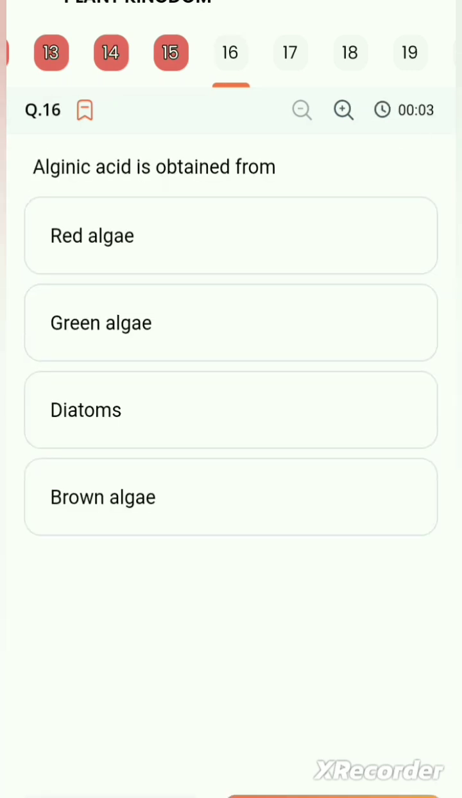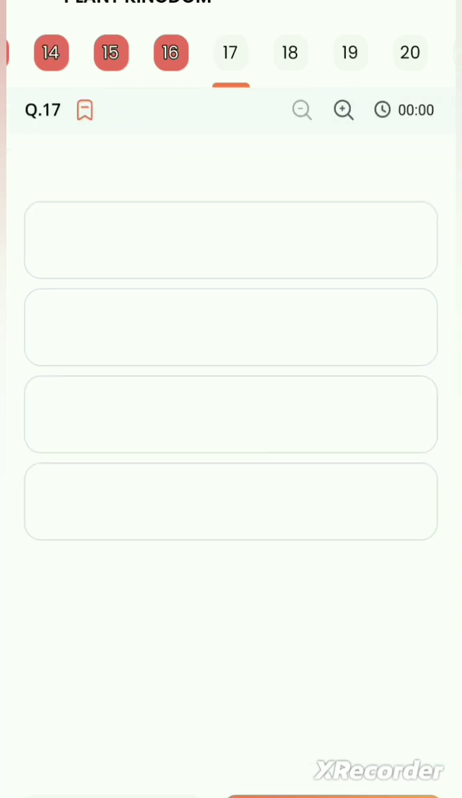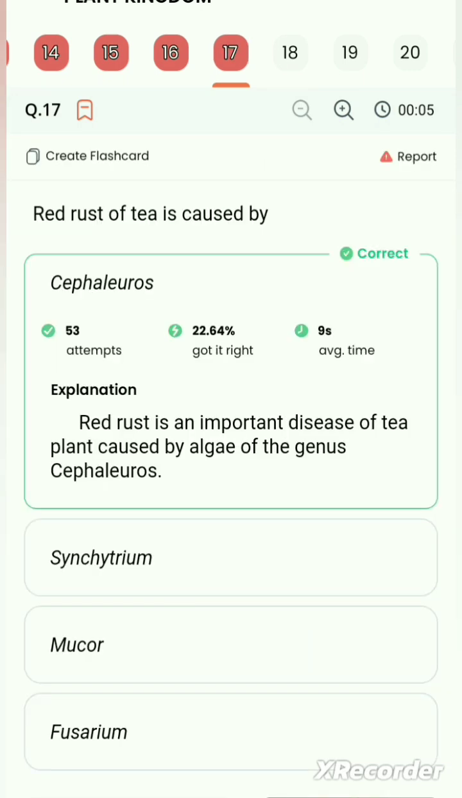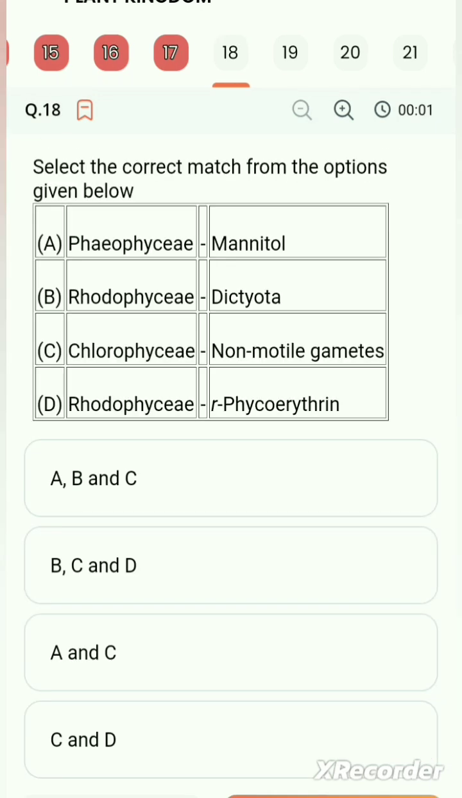Alginic acid is obtained from brown algae. Algin is a type of water-holding substance present in the cell wall of brown algae. Red rust of tea is caused by Cephaleuros, an alga, which is a disease of the tea plant.